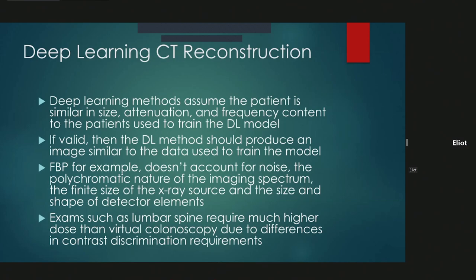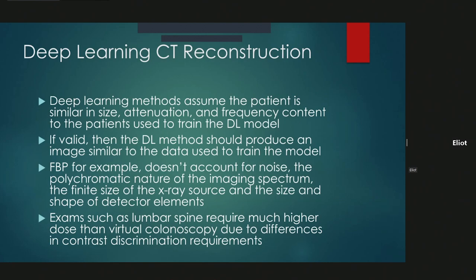And so the training set that vendors use will make the assumption that that training is similar to what is actually happening in the real clinical world. It's also really important to understand that depending on the type of examination, there may be very different requirements for some of these parameters and reconstructions. So for example, in CT of the lumbar spine, you may need a very different approach than what you might need in virtual colonoscopy.